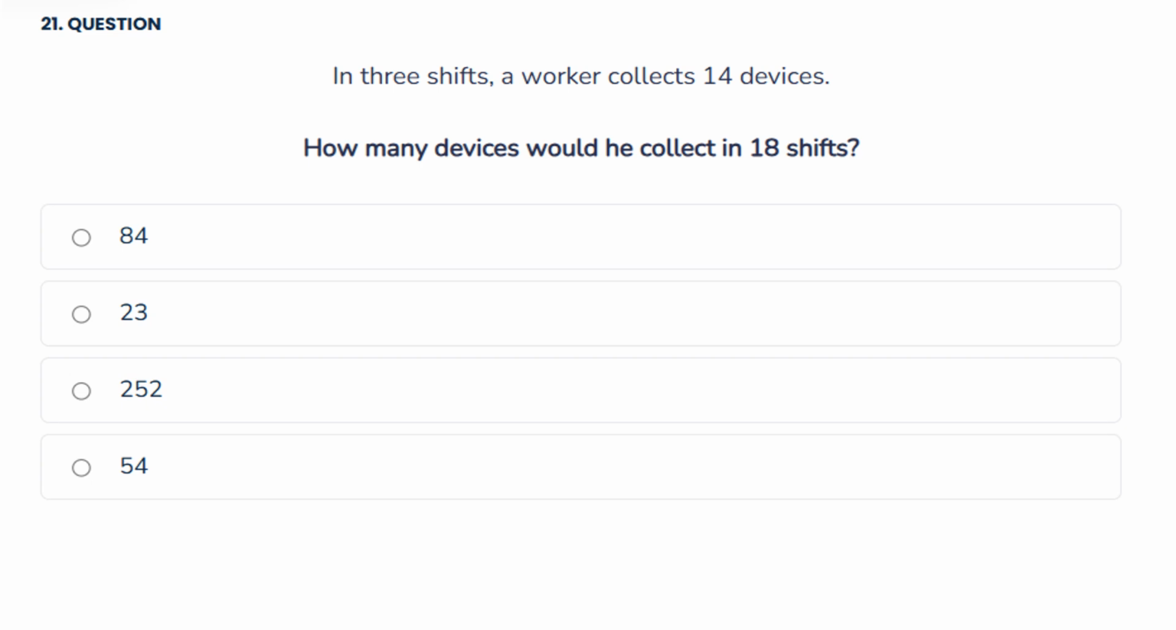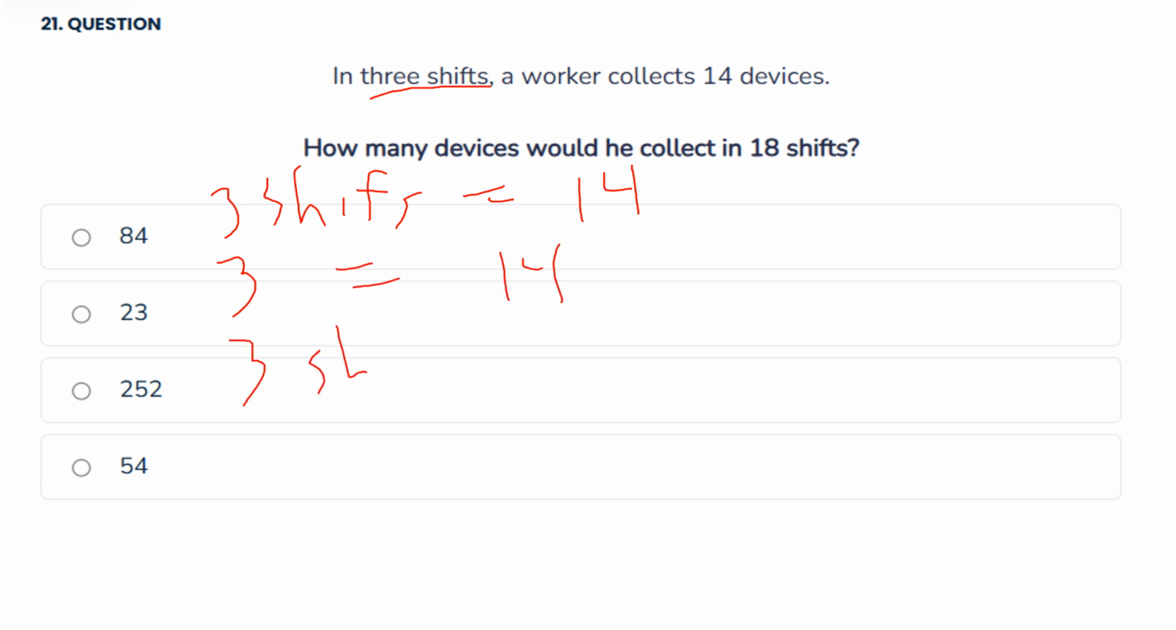The addition way, which is for people that don't like to do multiplication, might be the easiest way to do it. So you know that there's a total of 18 shifts, and this word problem says 3 shifts. So every 3 shifts, a worker collects 14 devices. So that's 3 shifts, that's another 3 shifts, 14, another 3 shifts. That gives us 9 shifts so far.